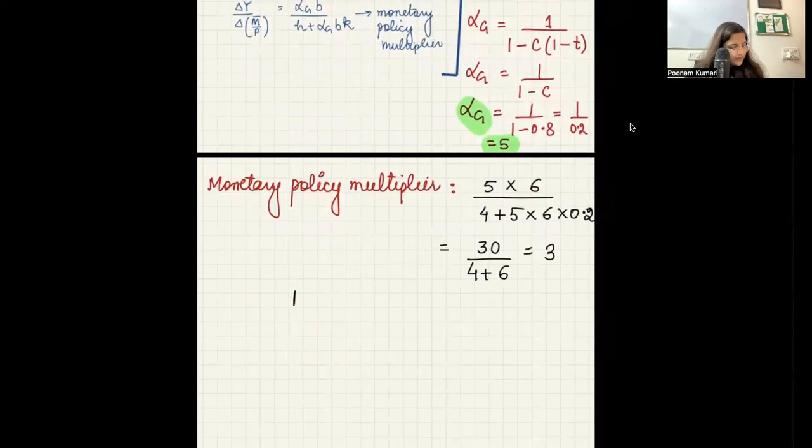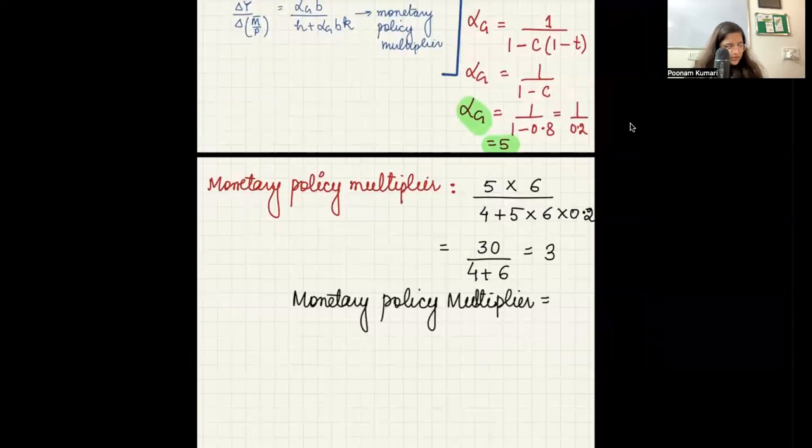So monetary policy multiplier that is equals to 3. So this will be equal to 3. ठीक है, that is one part.